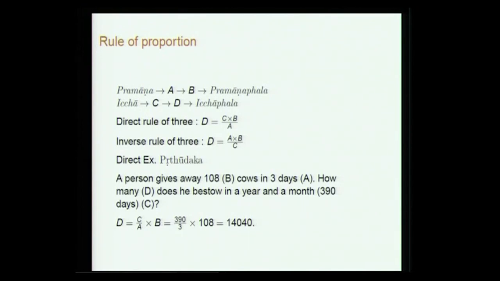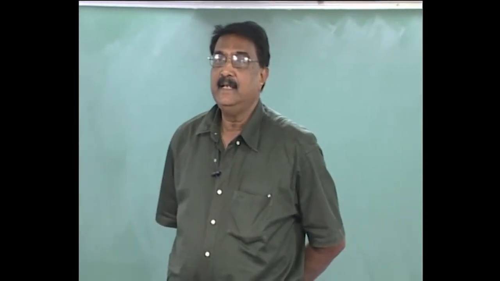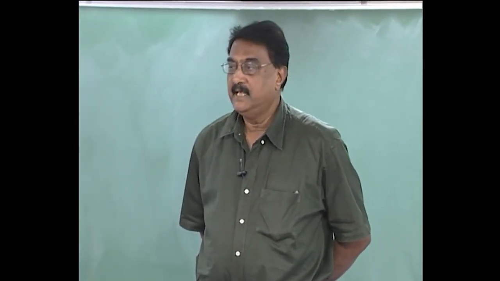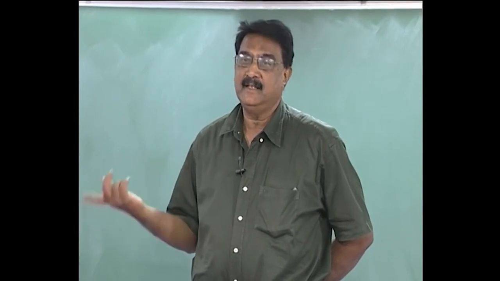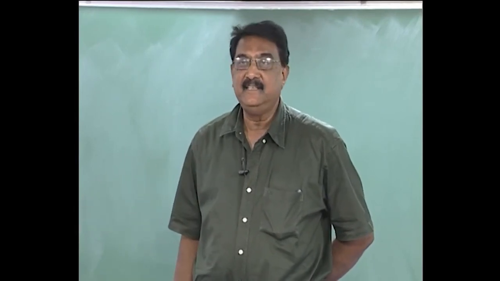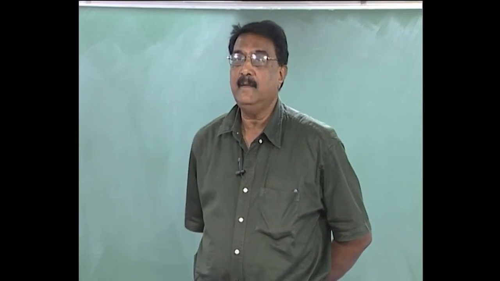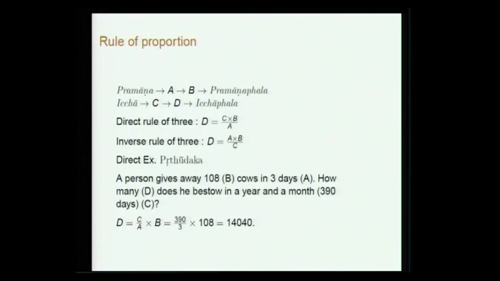So then he talks about the rule of proportion, which is a very important thing, Trairashika, and of course generalizations of that to 5, 7, 9, etc. So the problem is, suppose you have a pramana A and the pramana phala is B, then what is the phala for some ichha C? So C is ichha, then ichha phala is what? The direct rule of 3 will give D equal to C into B by A. So you take the pramana phala, divide by the pramana, and then multiply by the ichha.